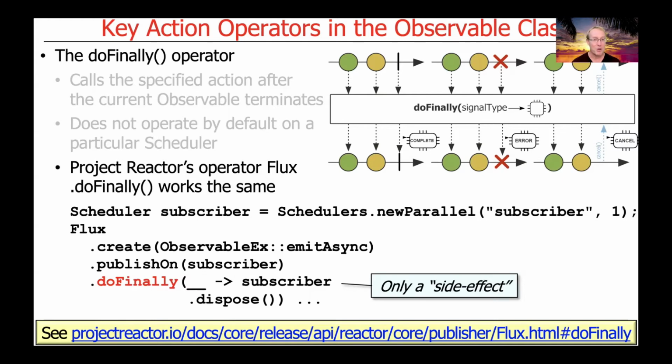This particular example is slightly different, however, because of the difference in semantics between RxJava and Project Reactor with respect to the new thread and new parallel operators. newParallel, as you can see here, returns a scheduler that has to be cleaned up explicitly by disposing of it. So in this case, we're going to use doFinally to actually have a side effect of disposing of that scheduler. So you can think of this as basically using it as a destructor.